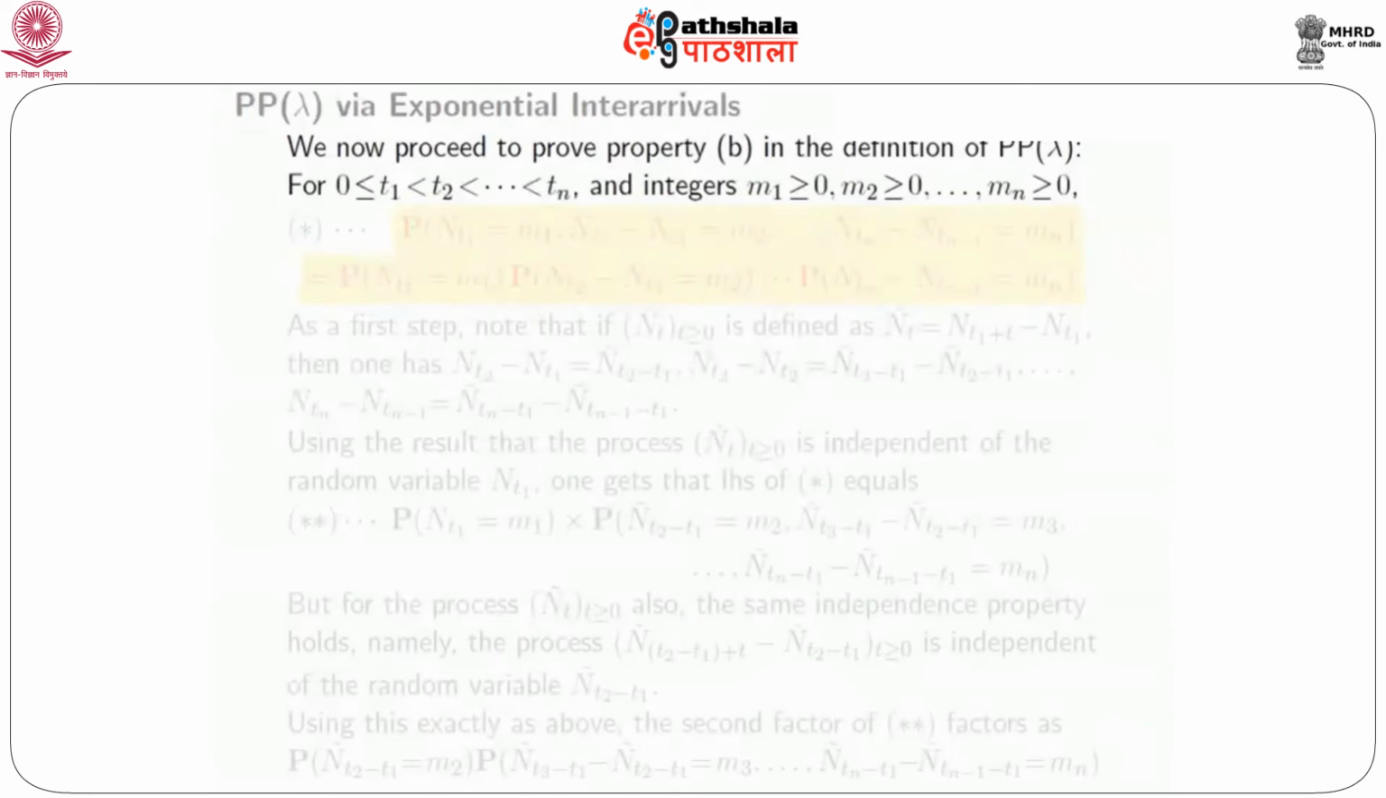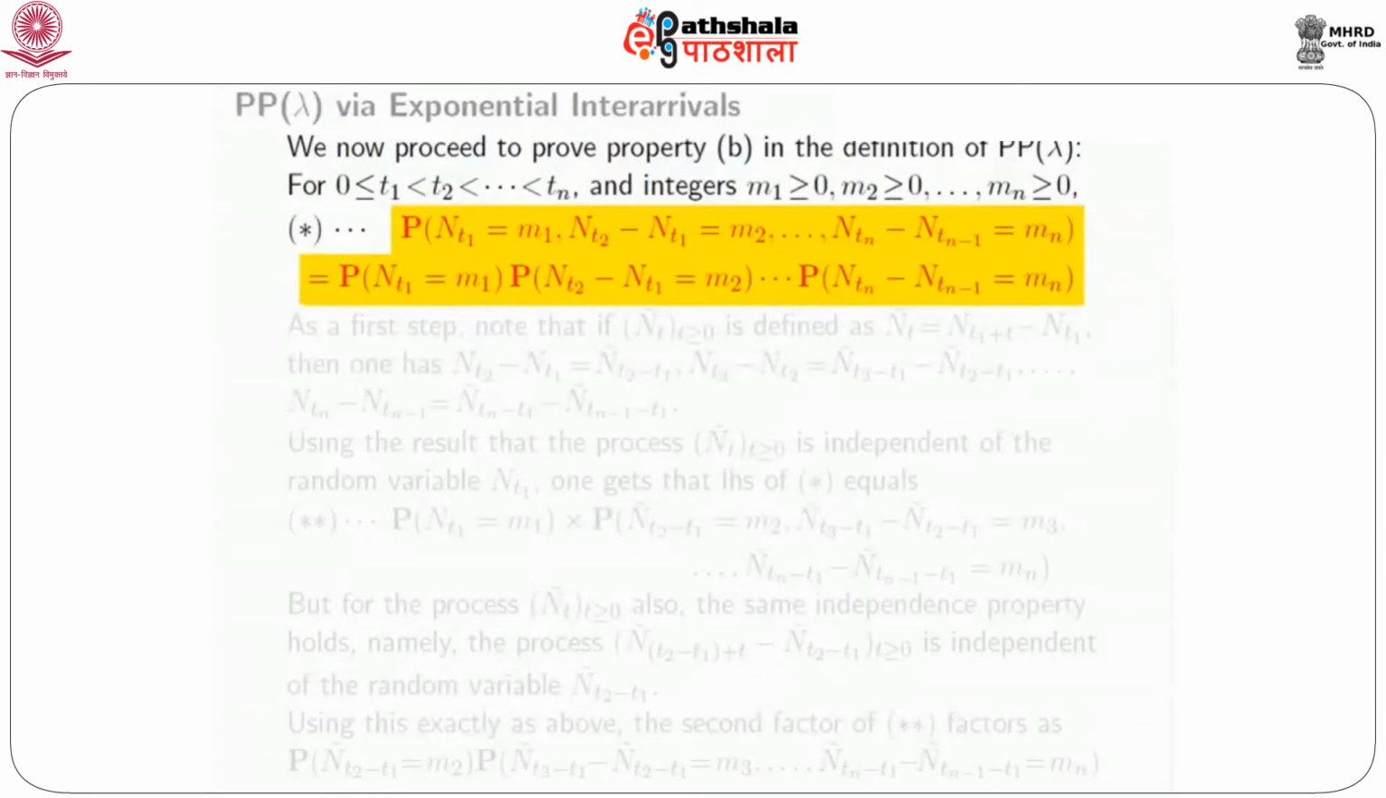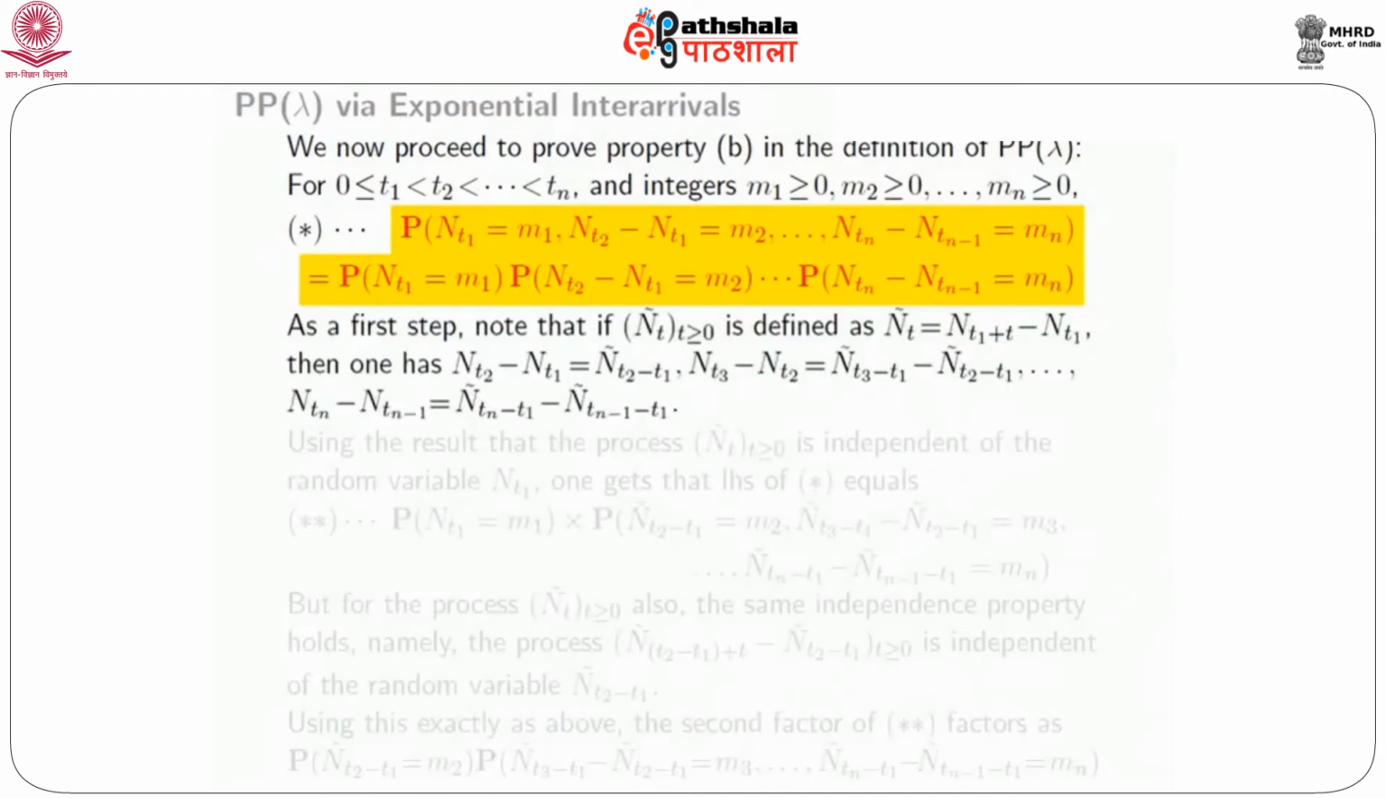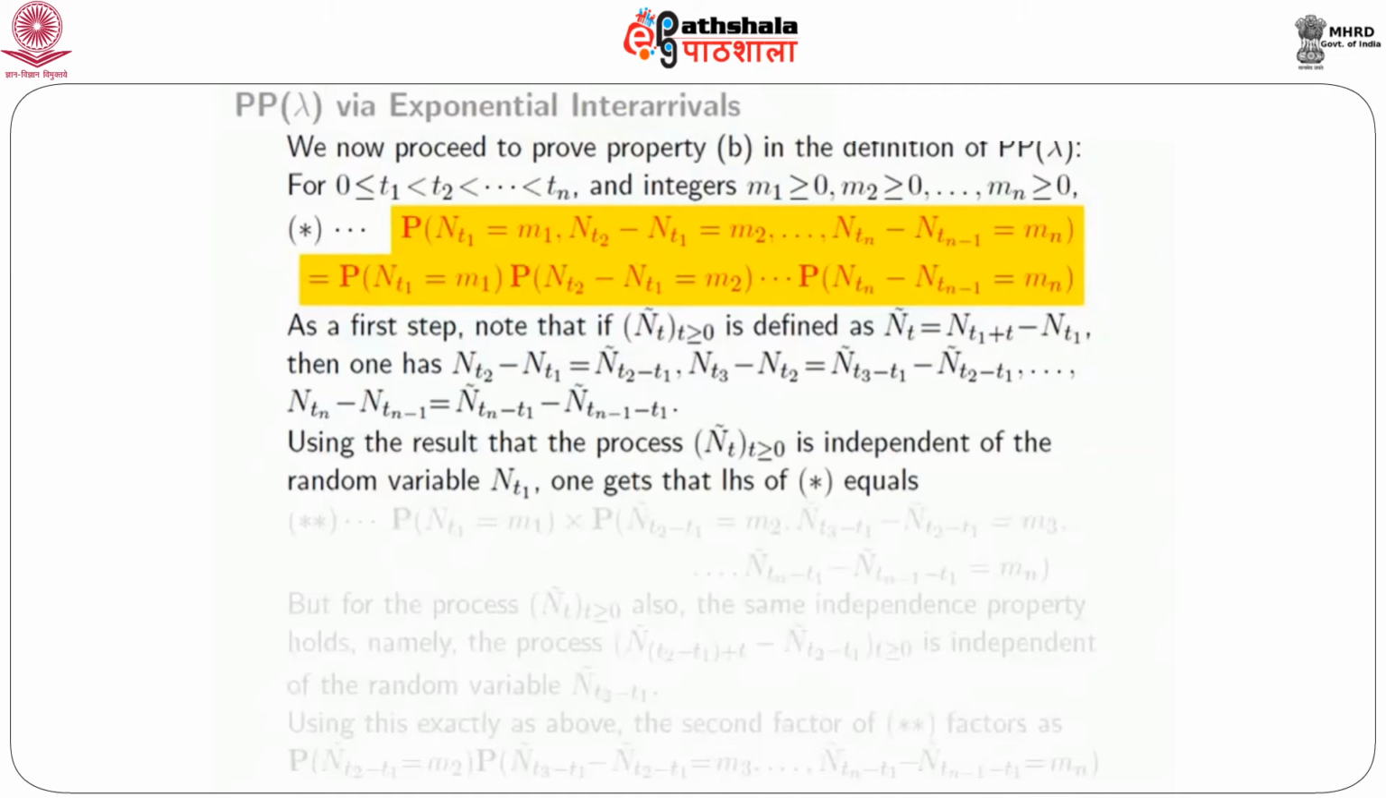Now we proceed to prove property B in the definition of PP(lambda). So what is it that we have to prove? Fix n many time points, t1 less than t2, and so on, less than tn. Fix n non-negative integers m1, m2, ..., mn. Then star is what we have to prove. That is, these increments are independent: N(t1), N(t2) minus N(t1), ..., N(tn) minus N(t_{n-1}). As a first step, note that if I define N tilde(t) as we defined earlier as N(t1 + t) minus N(t1), then you can easily see that N(t2) minus N(t1) is nothing but N tilde(t2 minus t1).